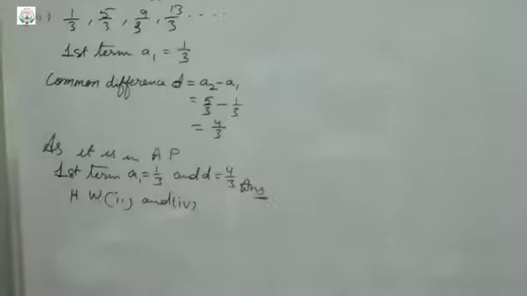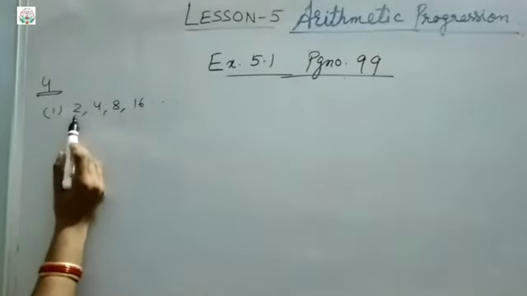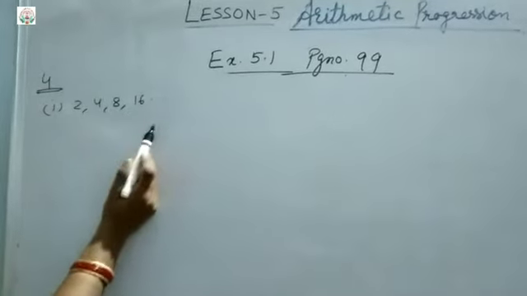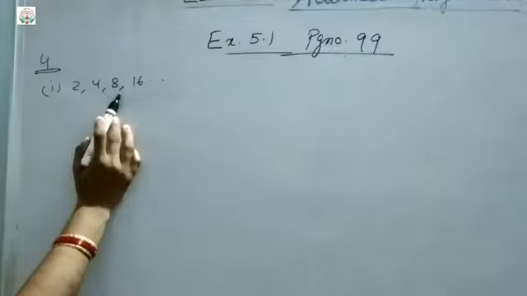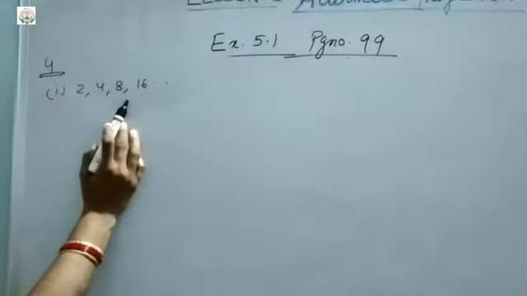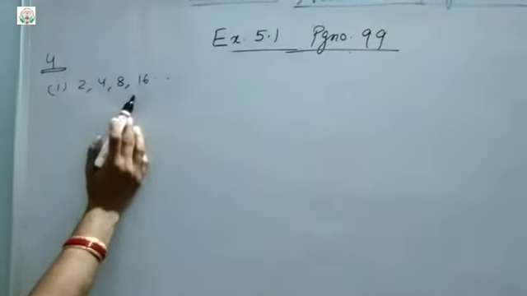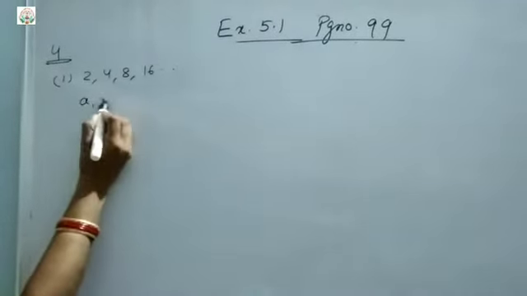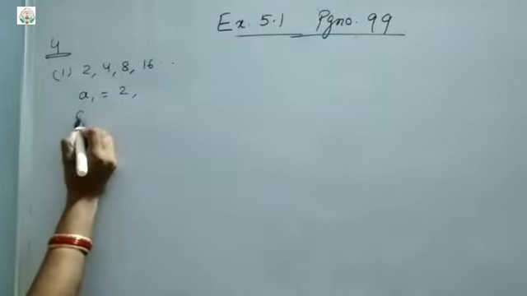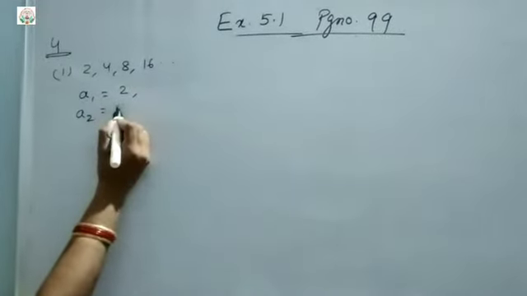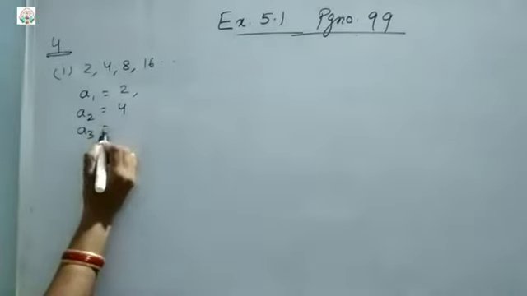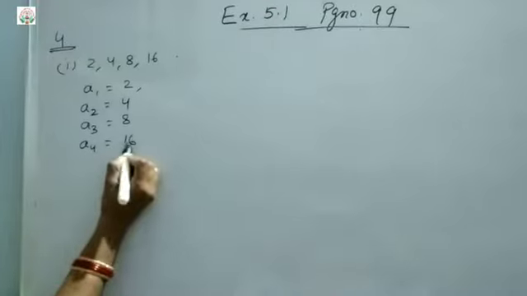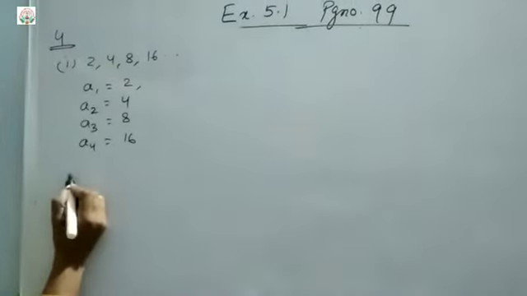Next, the fourth one's first question is 2, 4, 8, 16 and so on. As dot dot dot is given, you know that it is an infinite series. First you have to find whether it is AP or not. So A1 equals 2, A2 equals 4, A3 equals 8, and the fourth term is 16. Now find D.